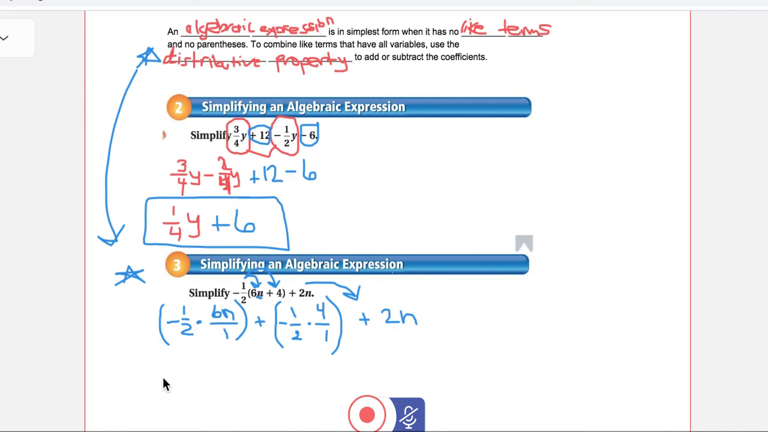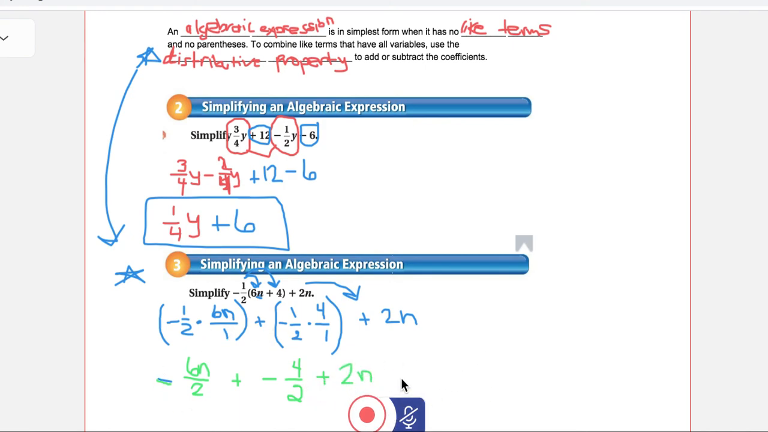So now let's simplify, bring down what we know. A negative times a positive will be a negative. 1 times 6n is just 6n over 2 times 1 is 2, plus, again, a negative times a positive is a negative. 1 times 4 is 4. 2 times 1 is 2. I don't have any variables, and then I'm left with plus 2n.